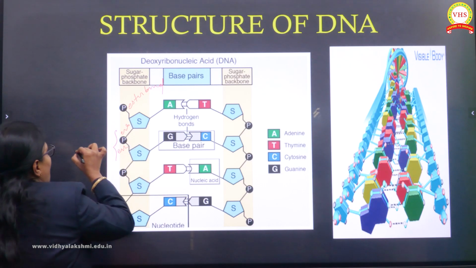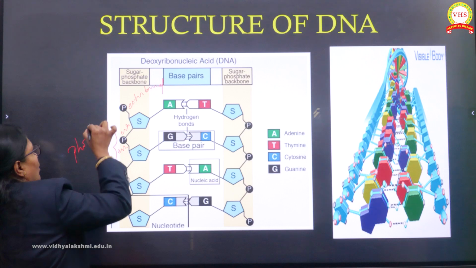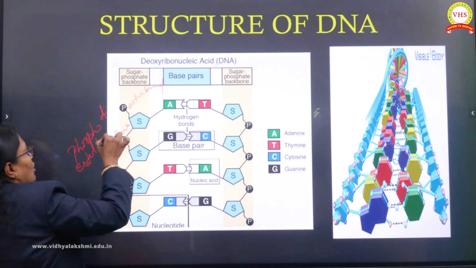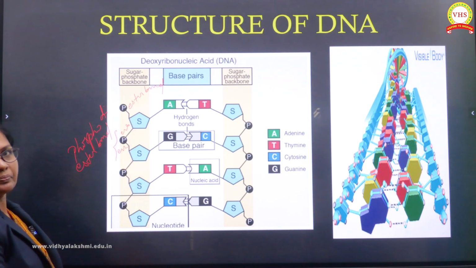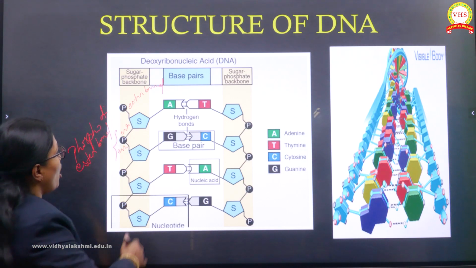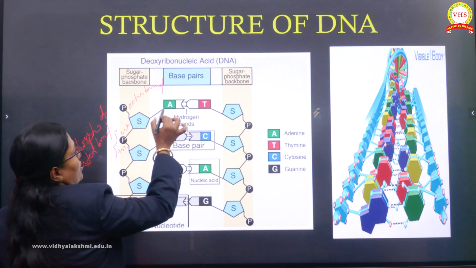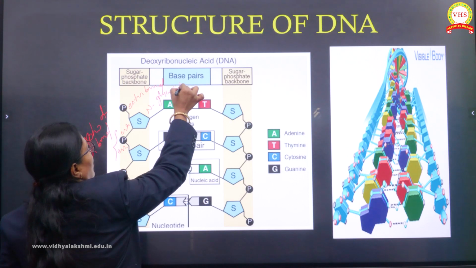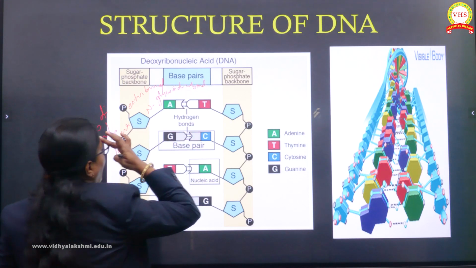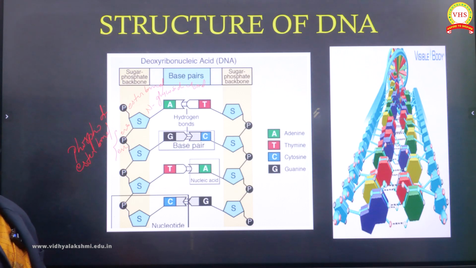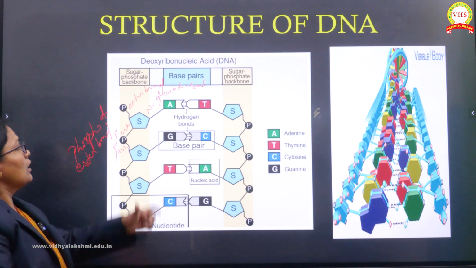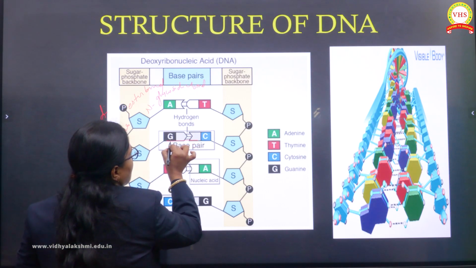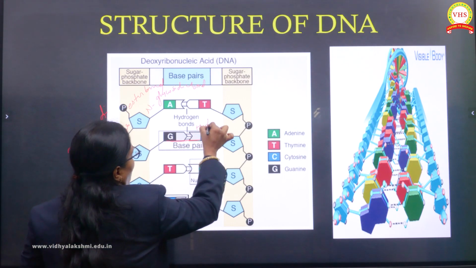So you call this a phosphodiester bond. And again, the bond formed between sugar and nitrogen bases is the N-glycosidic bond. The sugar and nitrogen base are bonded by an N-glycosidic bond, and both the base pairs are bonded by a hydrogen bond.